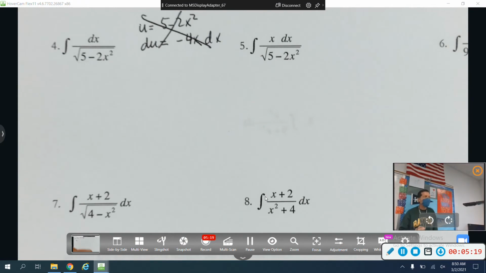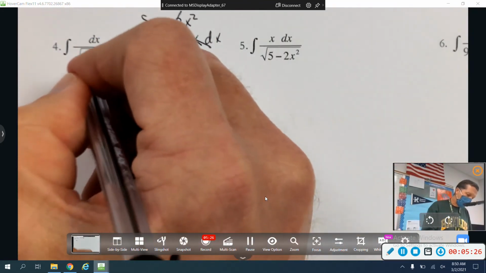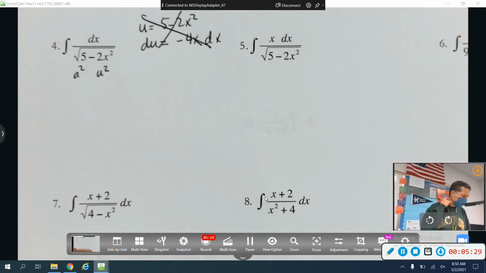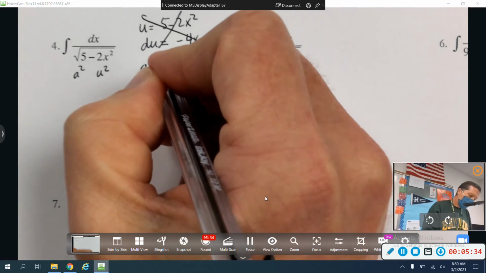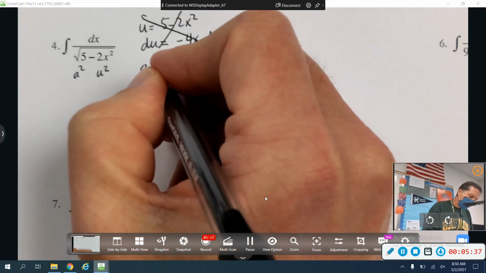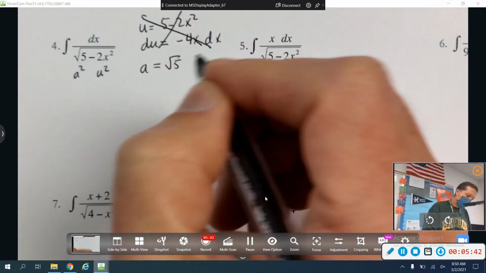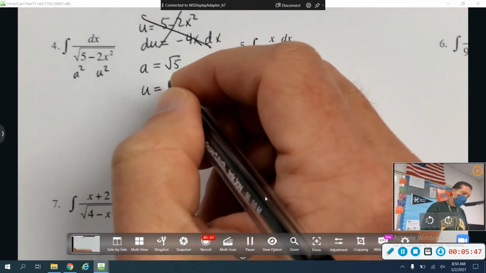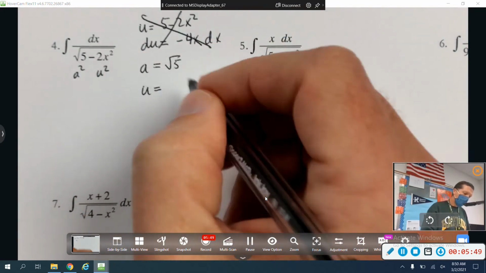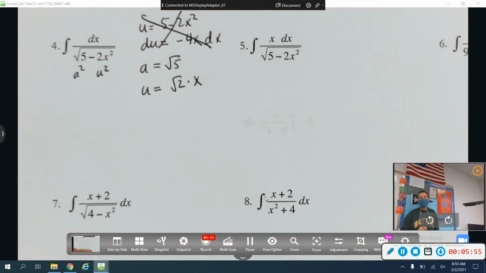Then hopefully we recognize, well, if it's a square root in the bottom, maybe it's inverse sine. So let's try to match up a squared and u squared. What's a equal to? Square root of 5. And what's u equal to? Well, square root of 2 times x. Be careful, make sure it's clear the x is not part of the square root.